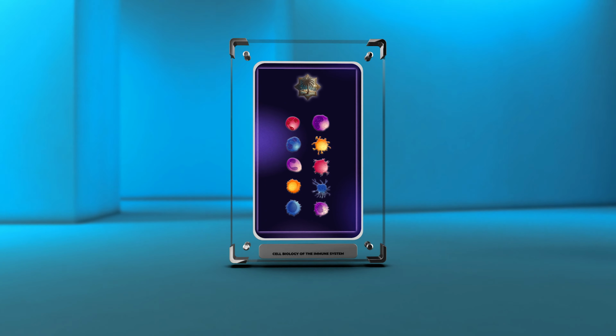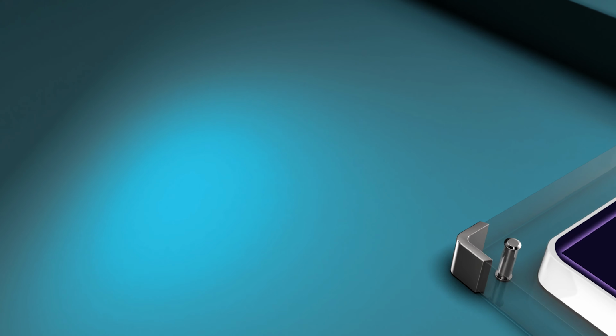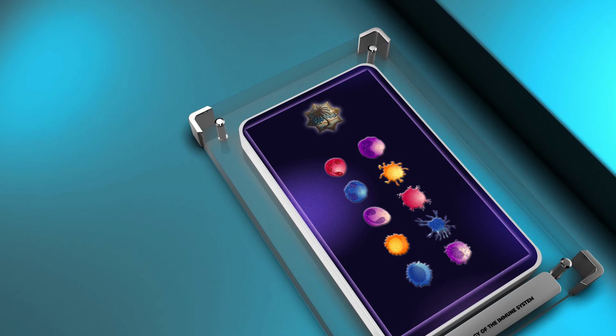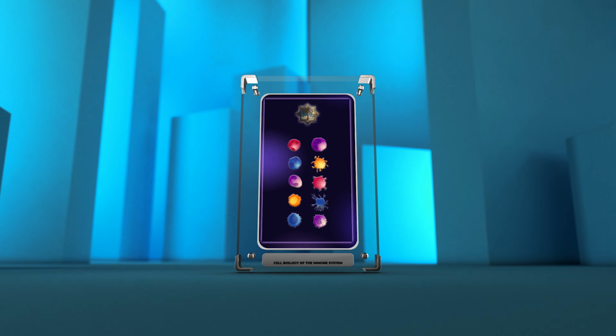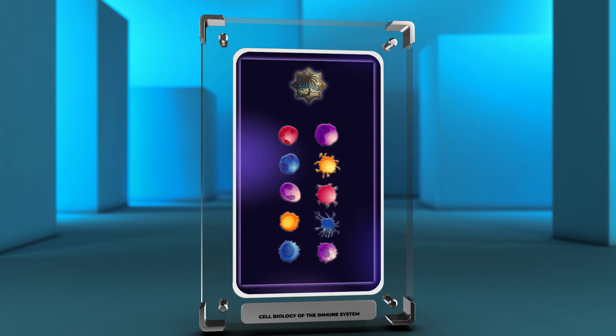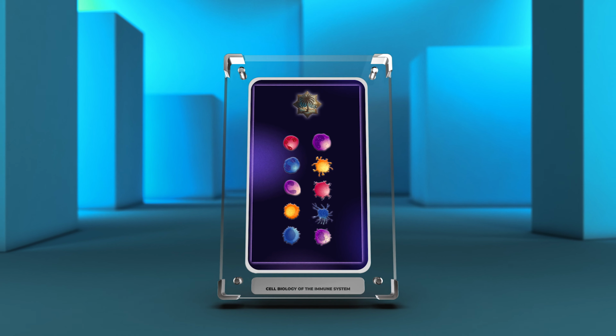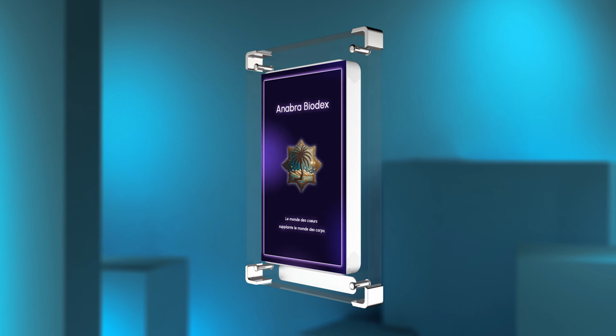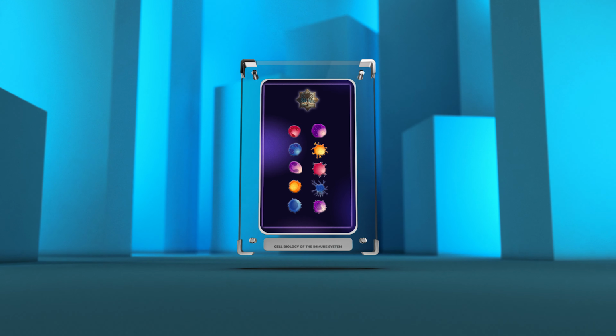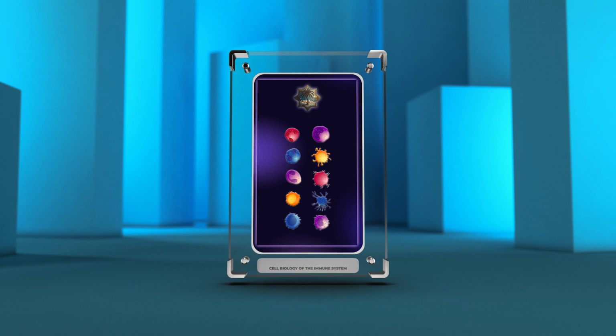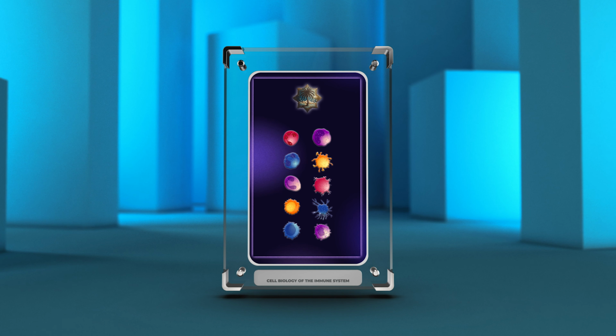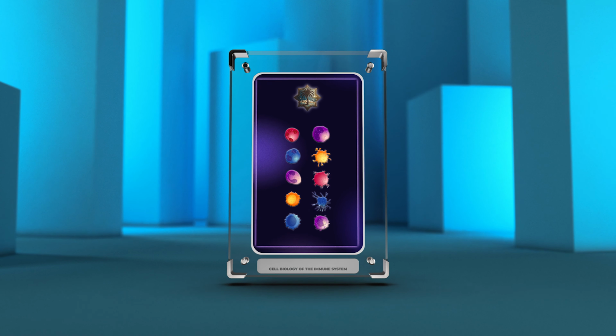Introduction. Hello, medical students. Today, we will delve into the fascinating world of cell biology and explore the intricate details of the immune system. The immune system plays a crucial role in defending our bodies against pathogens and maintaining our overall health. Throughout this session, we will closely examine the cellular components, functional mechanisms, and regulation of the immune system. So, let's embark on this enlightening journey together.